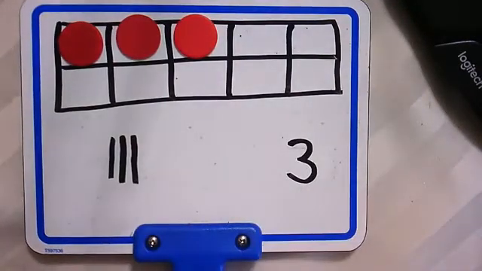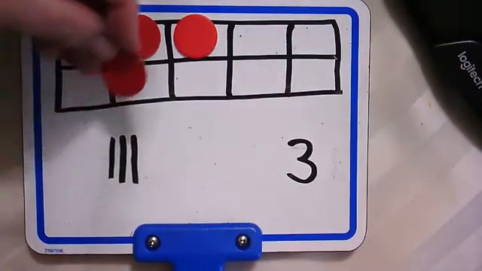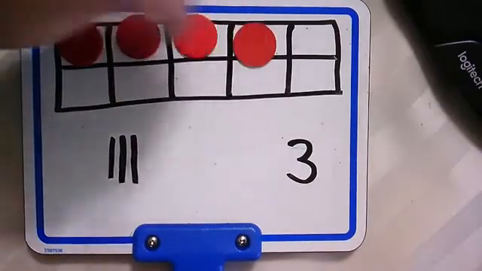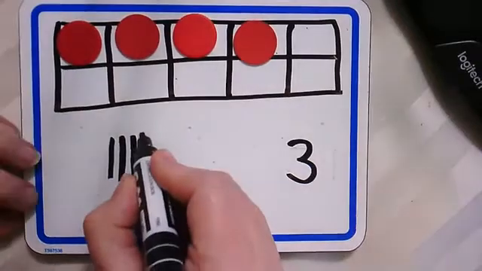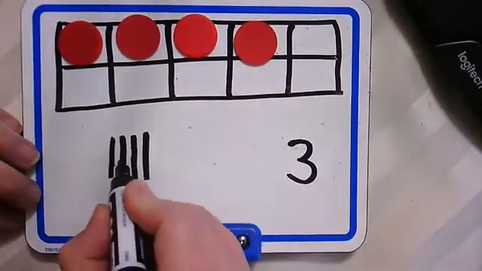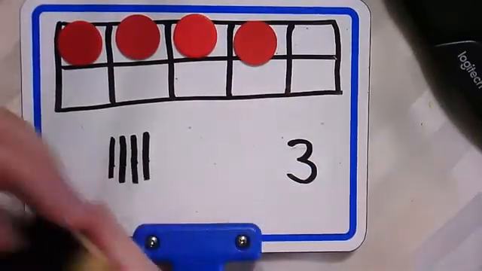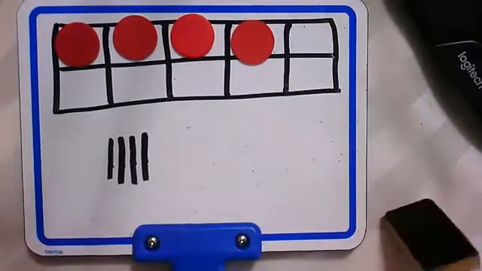I added one more. But here it comes. You knew it was coming. I add one more. Now I have 1, 2, 3, 4. So I have to put a fourth tally mark. 1, 2, 3, 4. And that changes this number to the number 4.